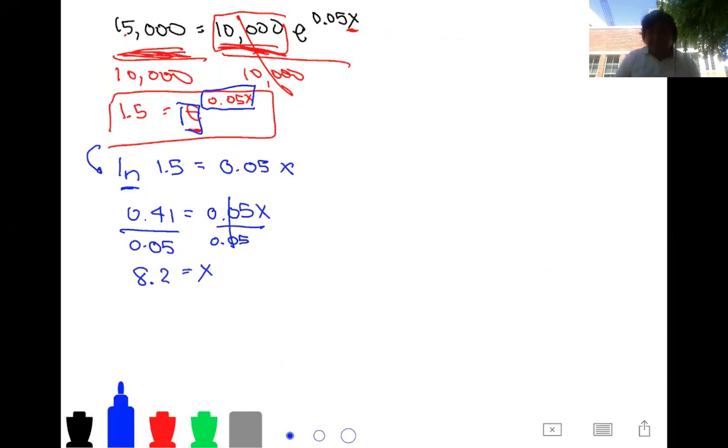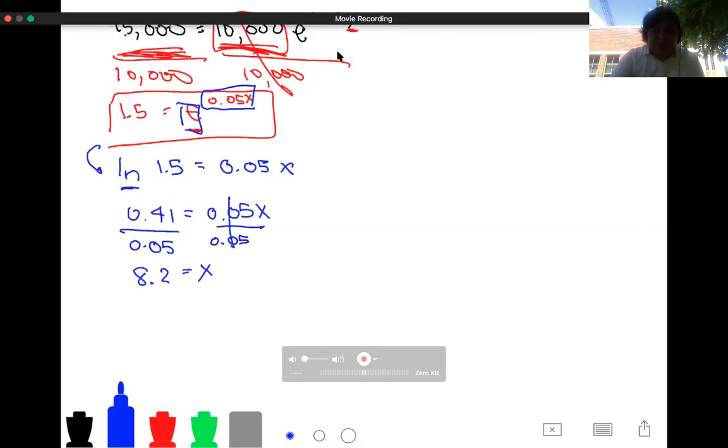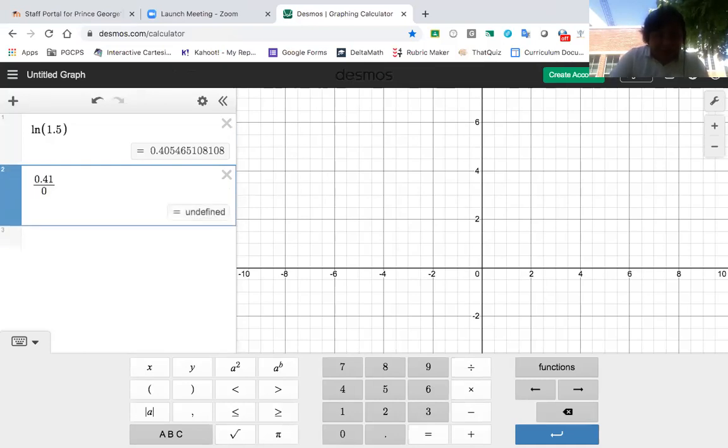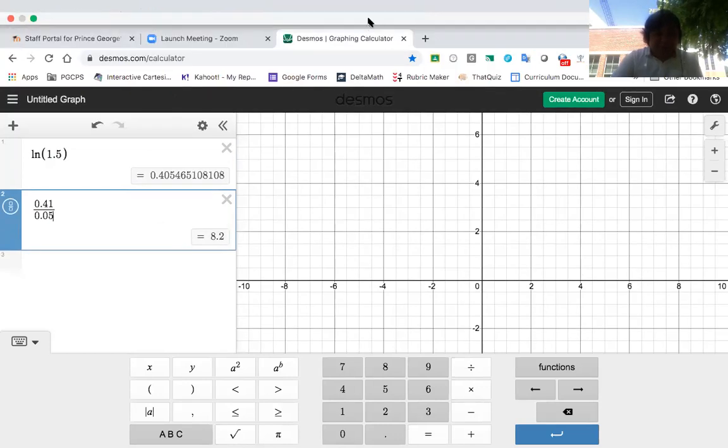If you don't believe me, we can always go back to decimals and check from there. Decimals, our trusty calculator. So we have 0.41 divided by 0.05, 8.20 or 8.2. Therefore, it takes about 8.2 years for the investment to go from $10,000 all the way up to $15,000 if it were compounded continuously at a 5% interest rate.